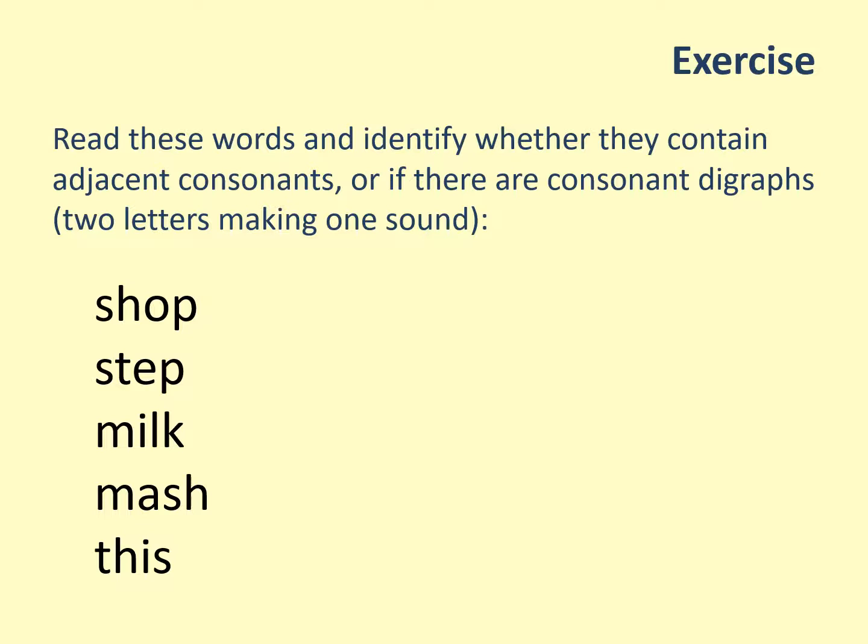So let's start with the word shop, and we orally segment it. Sh, o, p. We have 3 phonemes. The first one is the consonant sh, then the vowel o, and then the final consonant p, which means this is a CVC word. The S and the H together make a consonant digraph, which makes the sound sh.